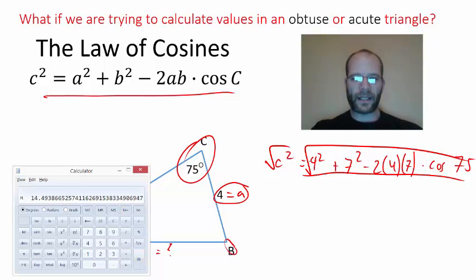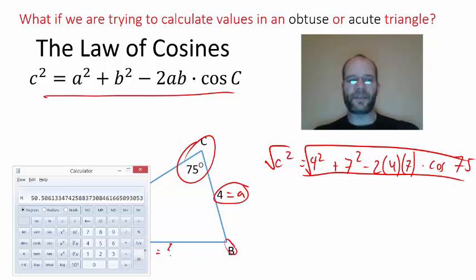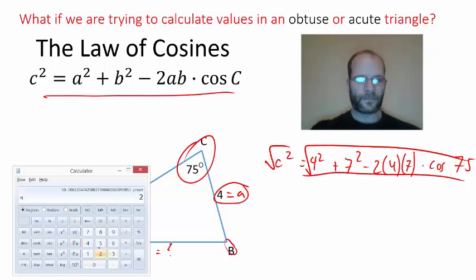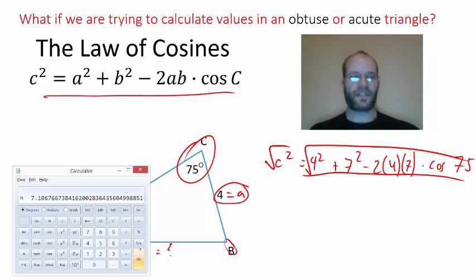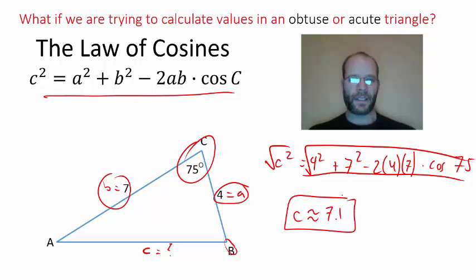Now we have 4 squared, which is 16, plus 7 squared, which is 49. And then we need to minus that number from the memory that I just put in. So we end up with 50.5. The last thing we need to do is take the square root of that expression. And so we'll do that now. We end up with 7.1. And that is how we use the law of cosines.